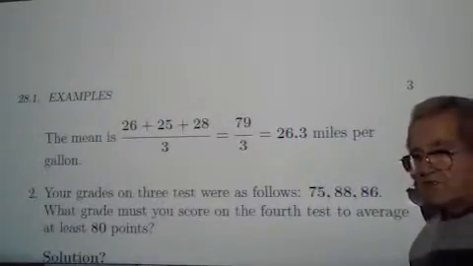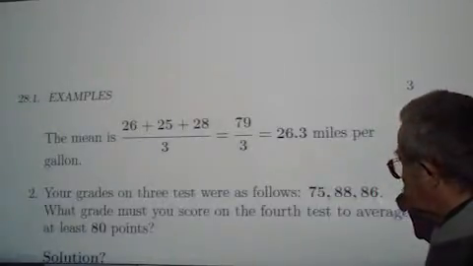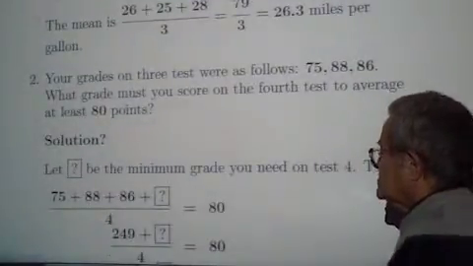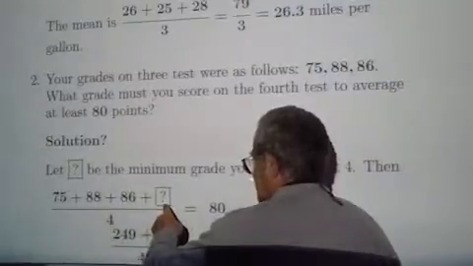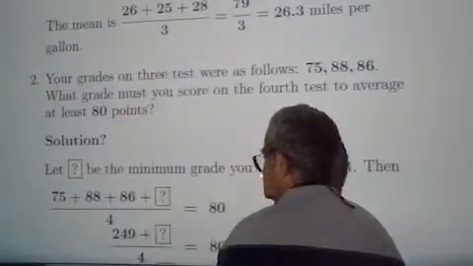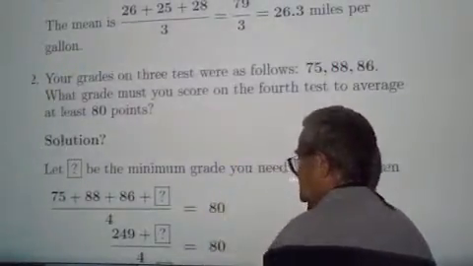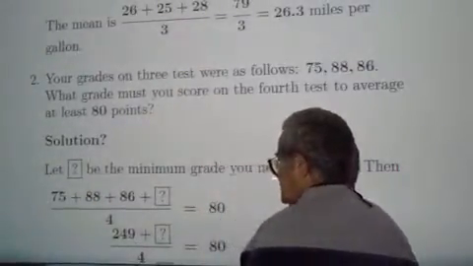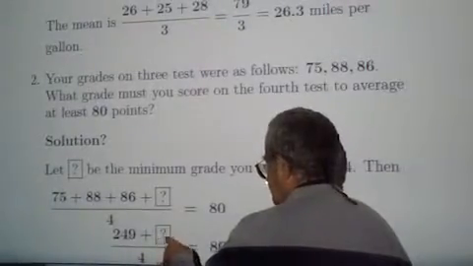Although lots of people would say X. Instead of X, I have a box with a question mark. Replace it by X if you want to. So the average is 75 plus 88 plus 86 plus the number we are after, divided by 4. 1, 2, 3, 4 numbers, which is 80 or more. So at least 80. Add these three numbers, you're supposed to get 249. 249 plus some unknown number over 4 is 80.